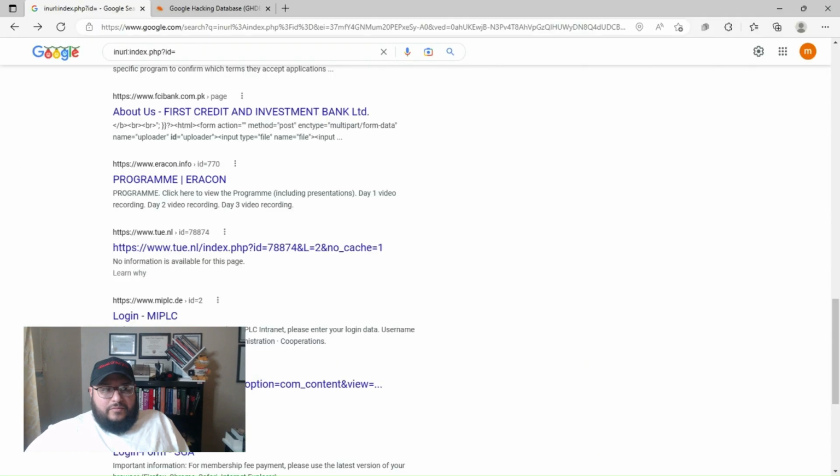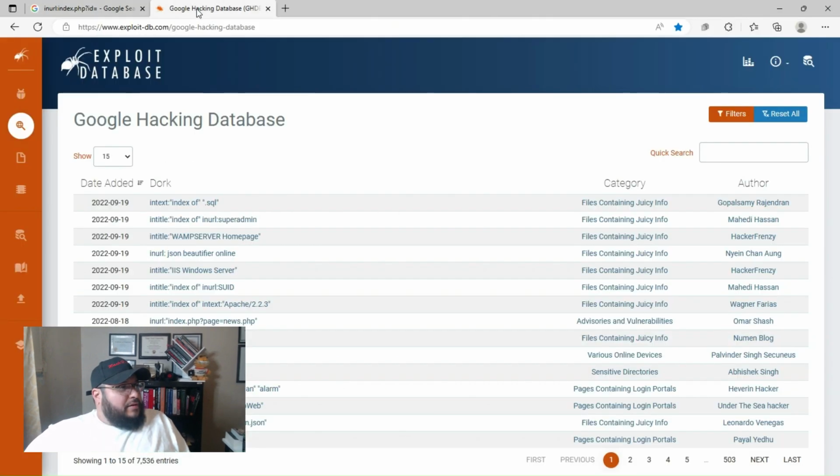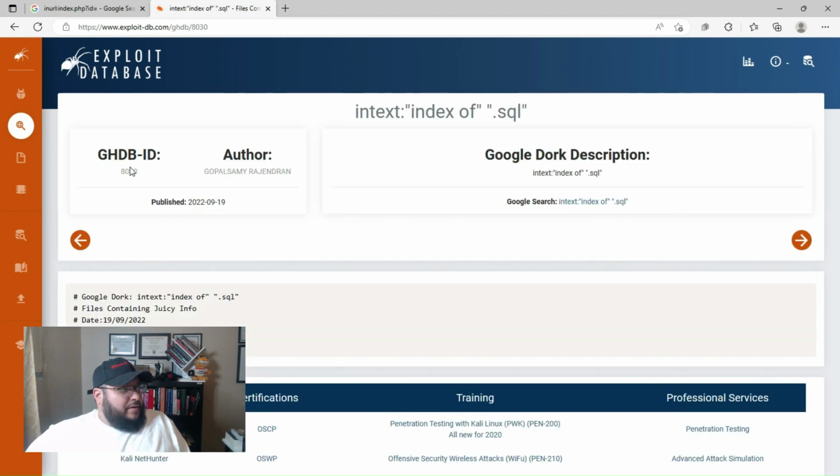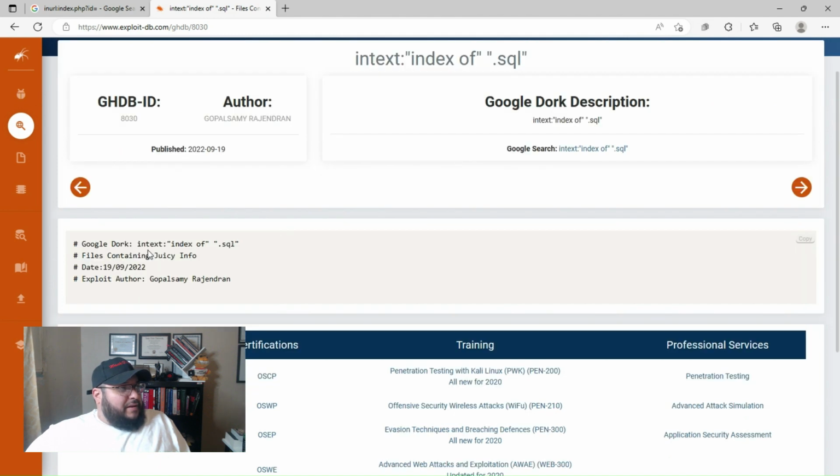No. Okay, so now we'll look at the Google Hacking Database. I'm going to click on one of these, see what happens. Somebody found a vulnerability, or not a vulnerability, what is this? Okay, Google Dork's description: index.sql, Google Dork index of XML files containing juicy info, and it was discovered recently, on the 19th of September.